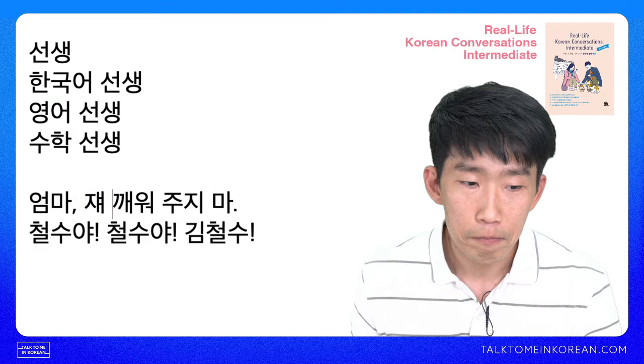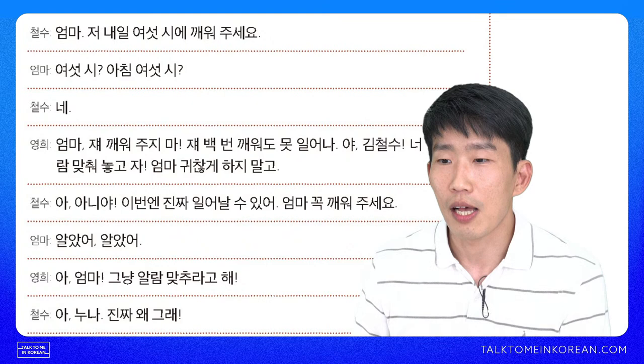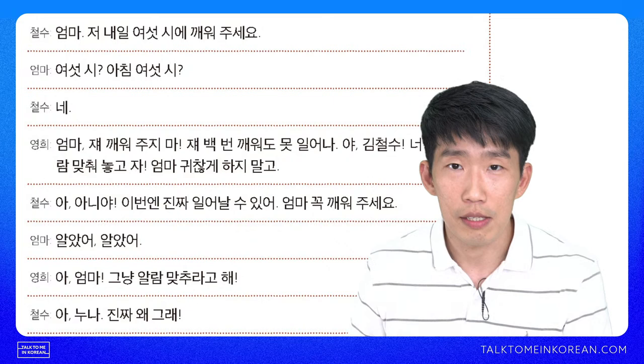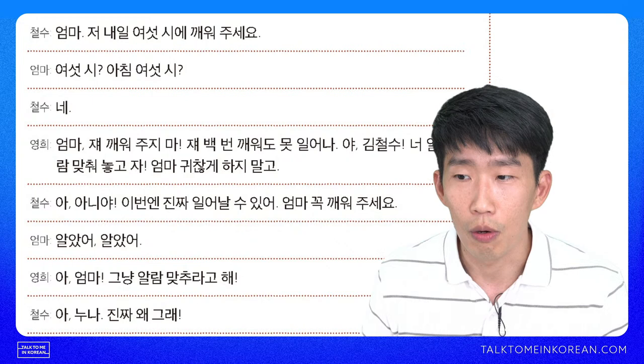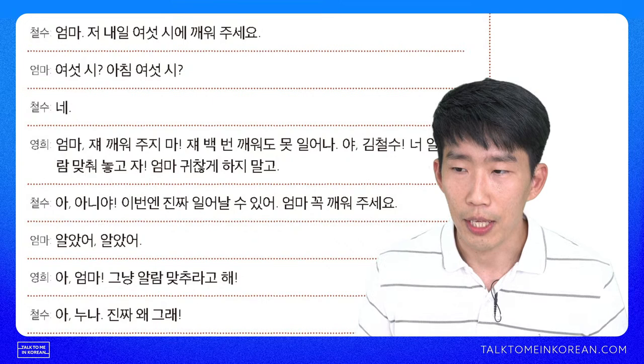All right, and then 철수 says 아 아니야. 아니야 is in 반말, so he's saying that to his older sister. 이번엔 진짜 일어날 수 있어. I can, or 이번엔, this time, I can really wake up. 이번엔 진짜 일어날 수 있어.